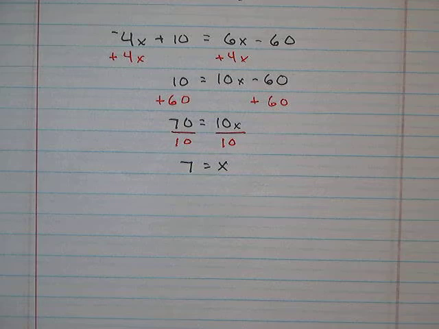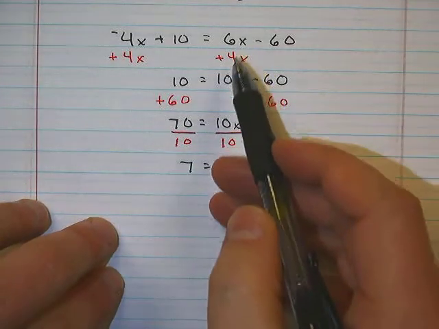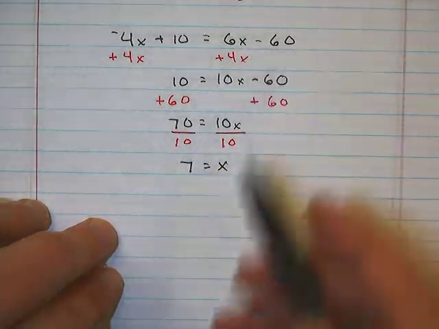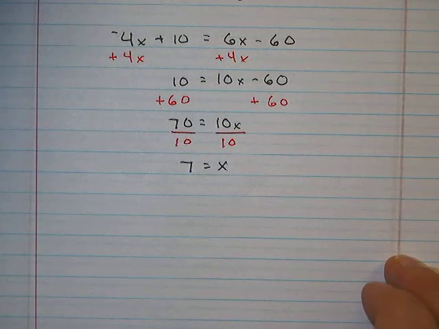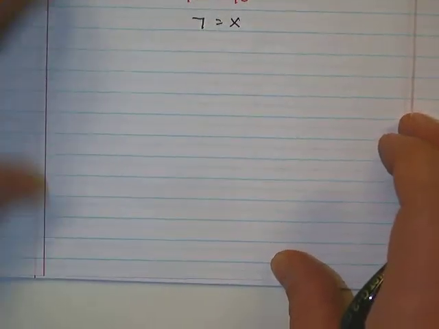Again, we can plug this in. 7 times negative 4 is negative 28, plus 10 is negative 18. 7 times 6 is 42. 42 minus 60, negative 18. Negative 18 equals negative 18, so we got the correct answer.